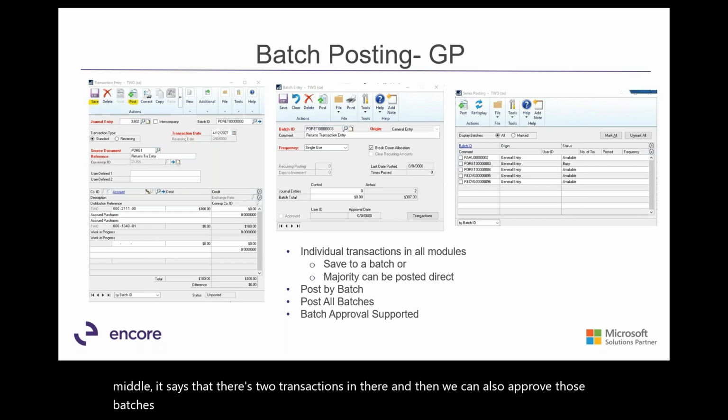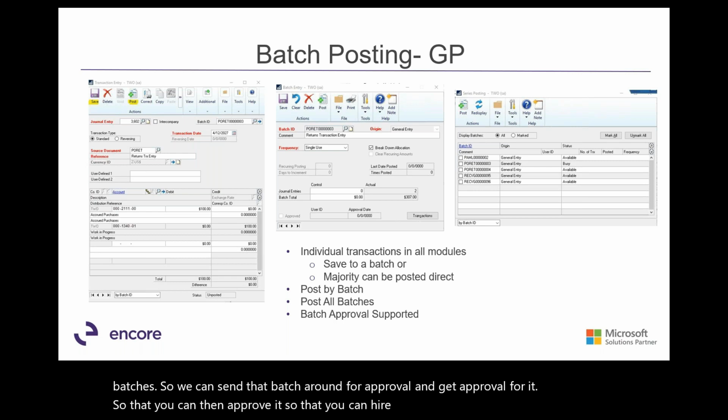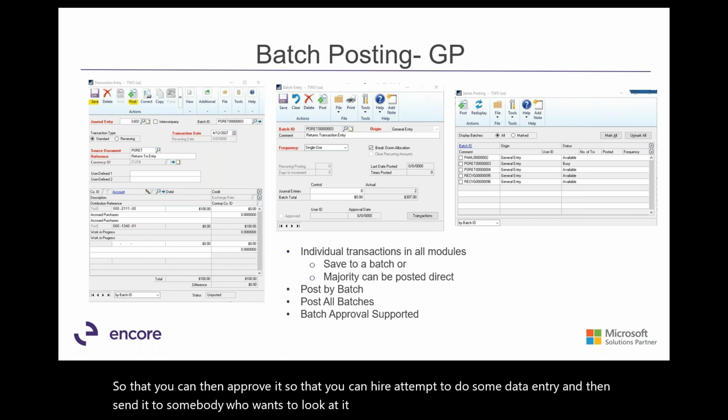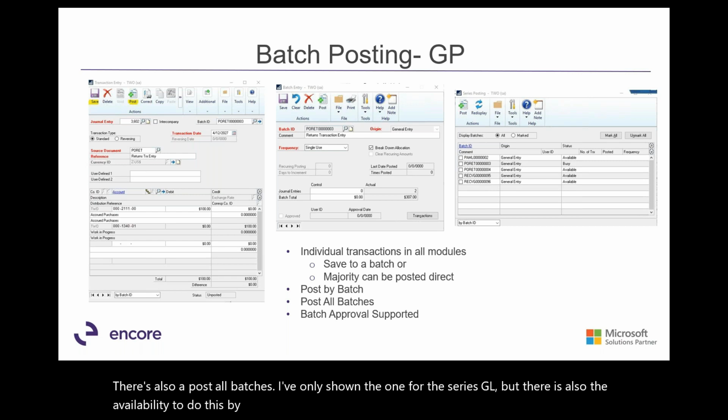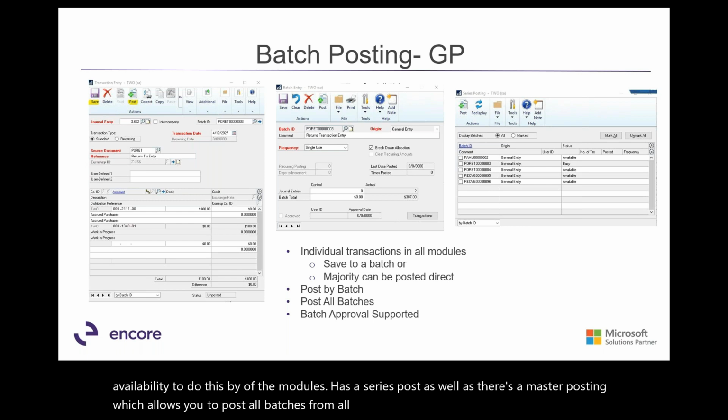So we can send that batch around for approval and get approval for it, so that you can hire a temp to do some data entry and then send it to somebody who wants to look at it. There's also a post all batches. I've only shown the one for the series GL, but each of the modules has a series post, as well as a master posting, which allows you to post all batches from all modules all at once.